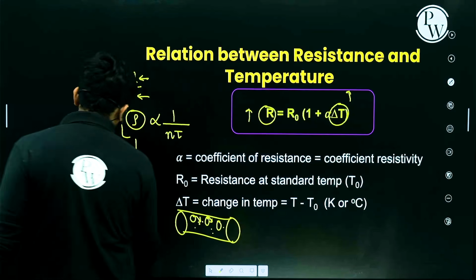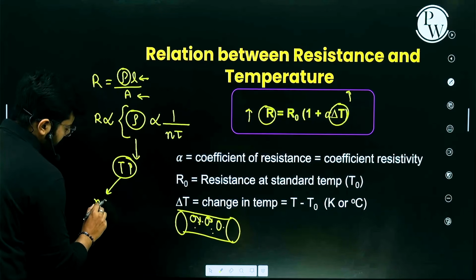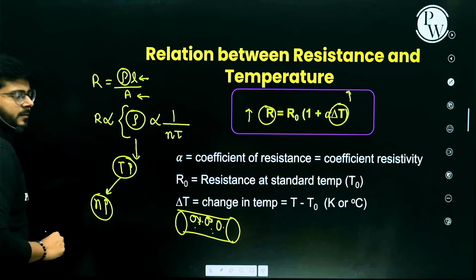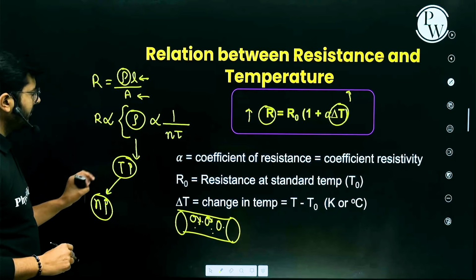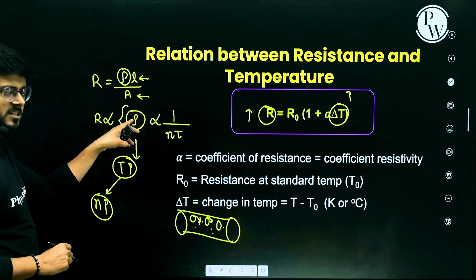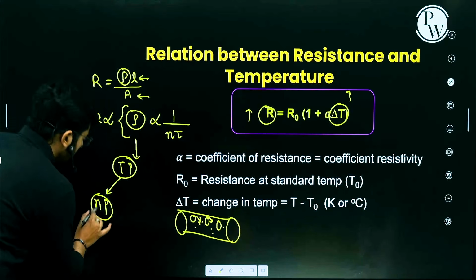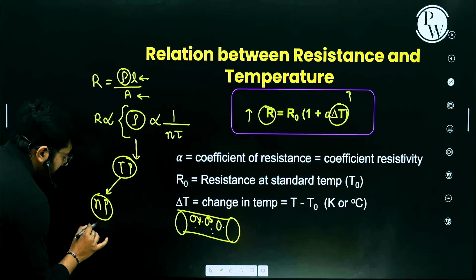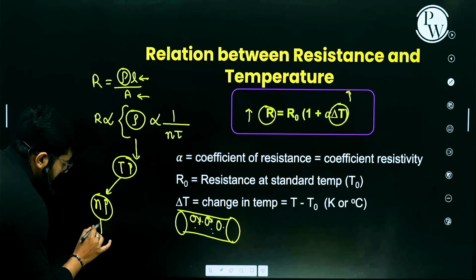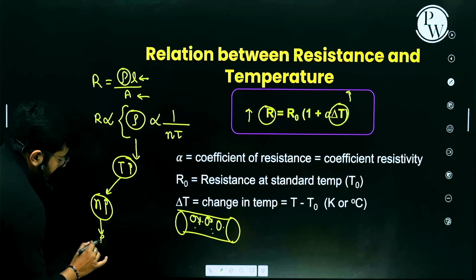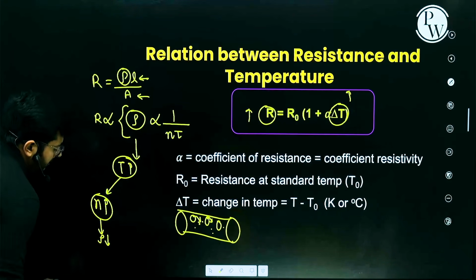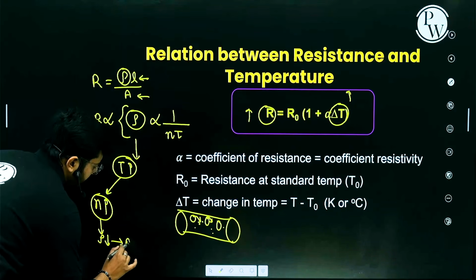Increasing the temperature increases the number of free electrons, and increasing the number of free electrons means reducing the resistivity. That means reducing the resistance, right? So temperature is increasing the number of free electrons, and that is effectively reducing the resistivity and reducing the resistance.